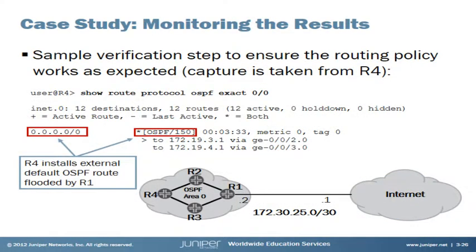So now if I go over to R4, for example, and do a show route protocol OSPF exact 0/0, I'm going to find that I have got my default static route. OSPF, you notice that the preference is 150, whereas the default preference for OSPF on a Juniper device is actually 10. Okay, OSPF has a preference of 10. Over here, I've got a preference of 150. Why is it 150? Because that is an external OSPF route.